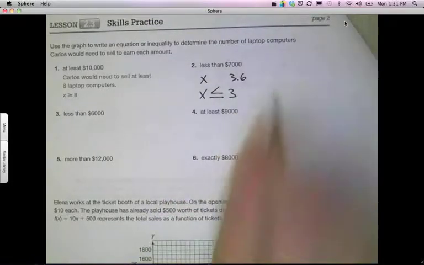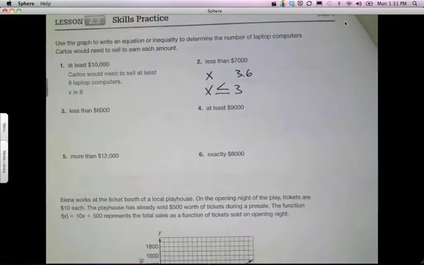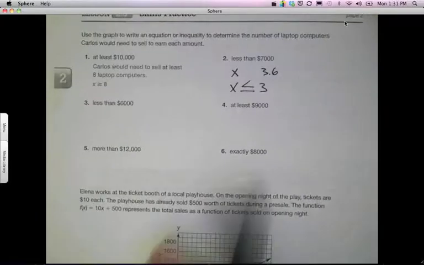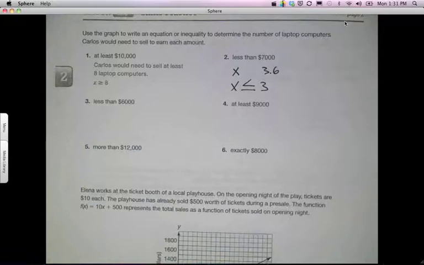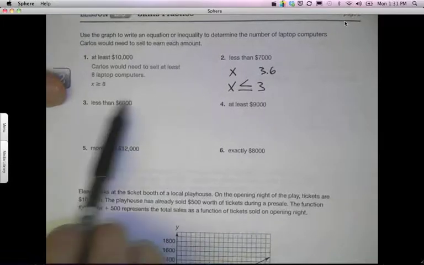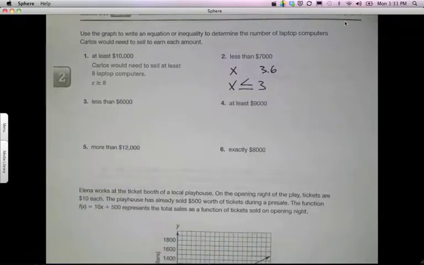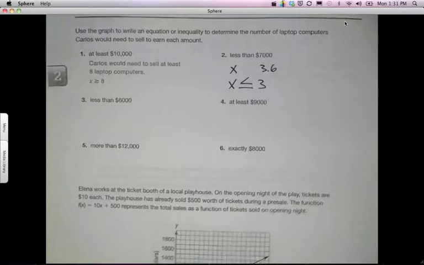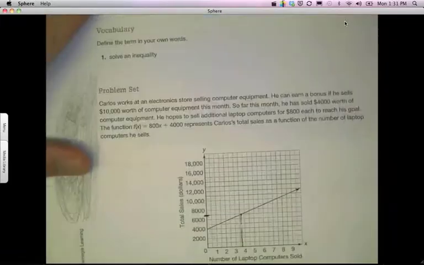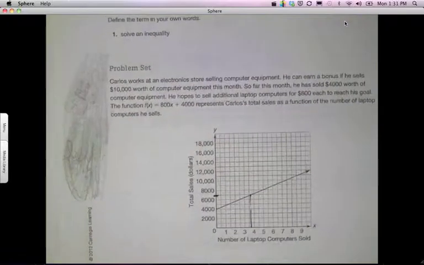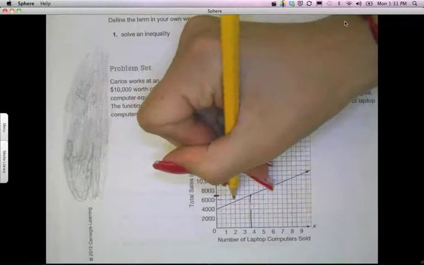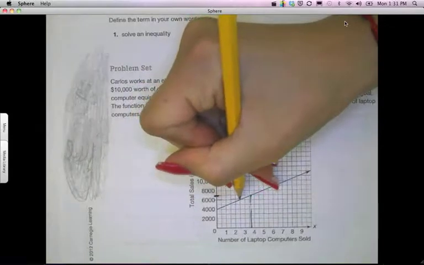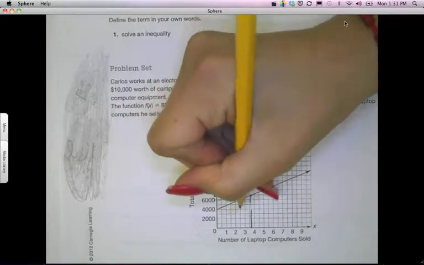So that's how you do all the rest of these. You have to go and look at the graph for each amount and see where your X value is, and then come back to the problem and interpret what that means. So we'll do one more with X less than $6,000. So you go back to your graph. $6,000 is where? Right. So if you go all the way across on your graph, where does it end up at? Right here? So drop that down and tell me where that is.